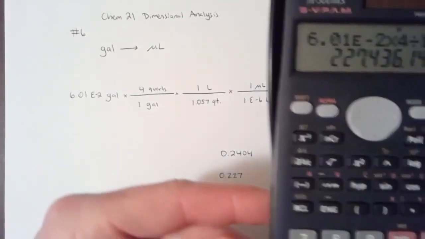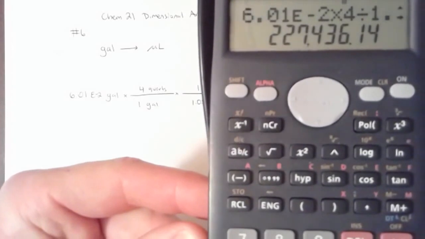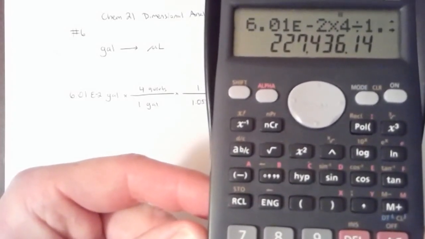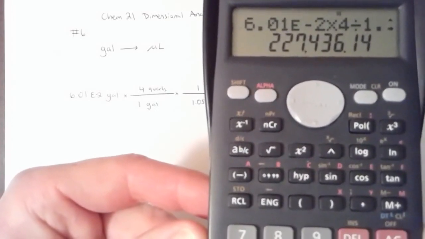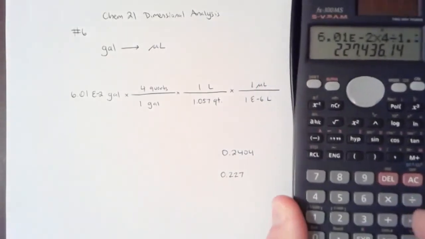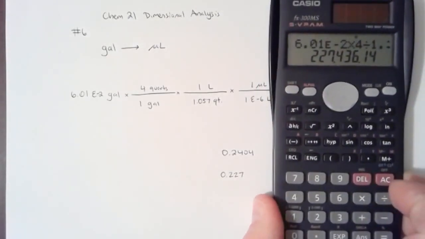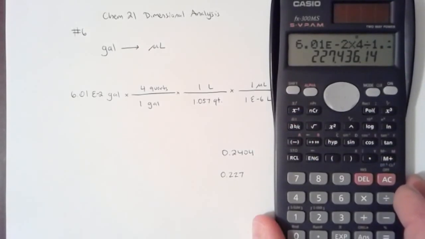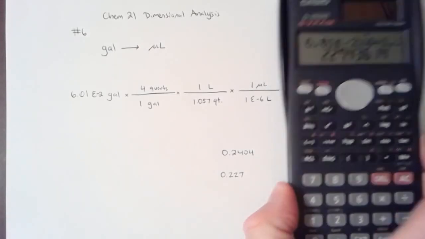And this looks like a decimal, 227 decimal, but it's actually a comma. So the Casio model will put a comma there, where other calculators will not do that. So the answer is actually 227,436. Okay. So that's the Casio.